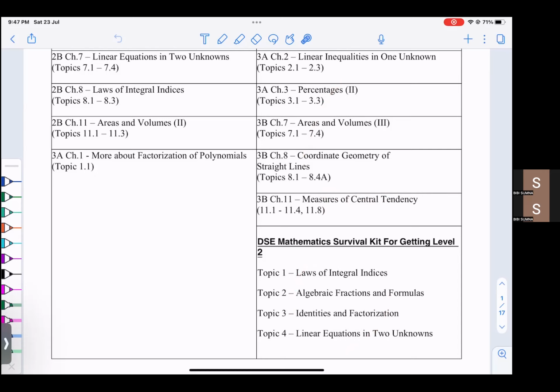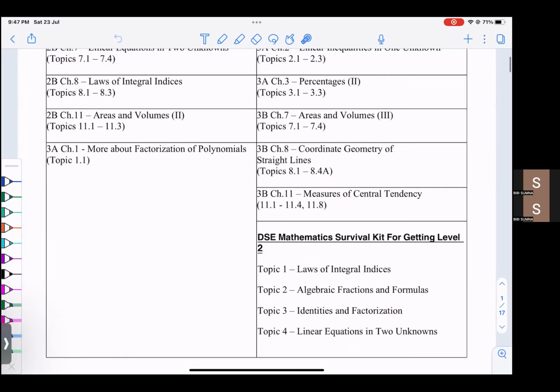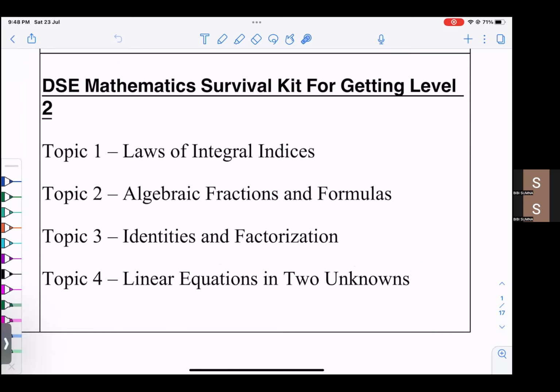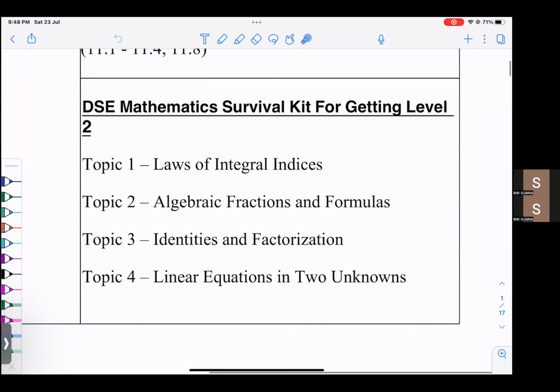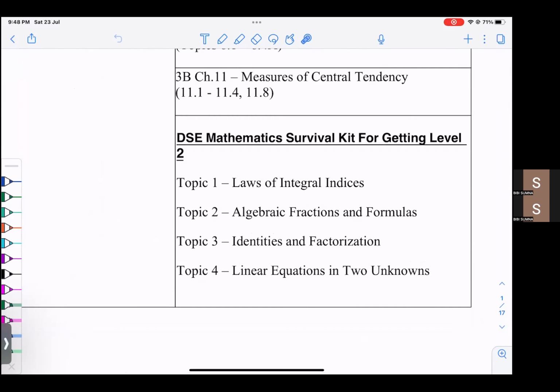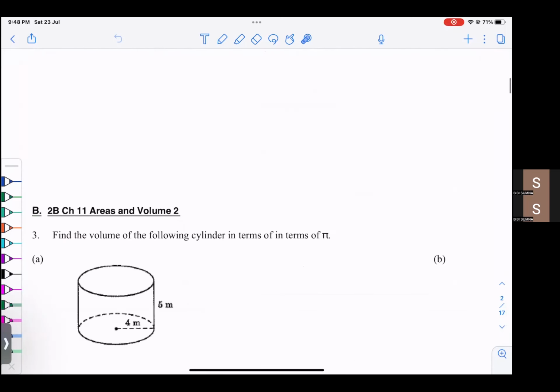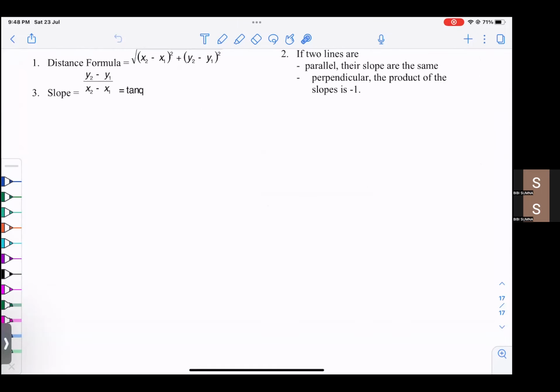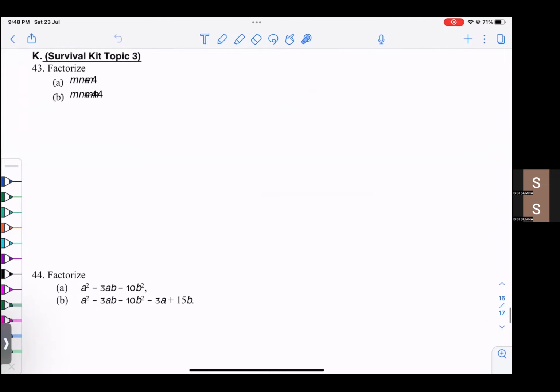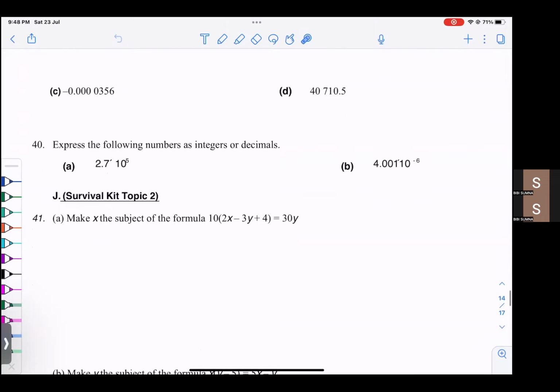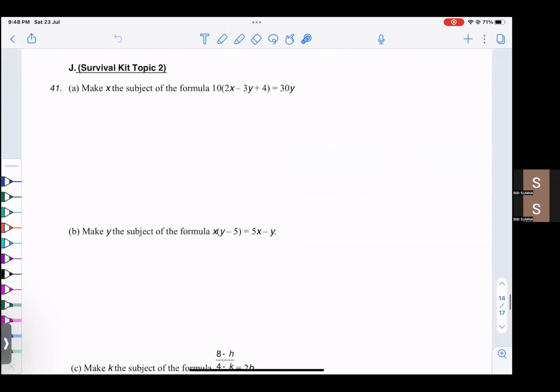So the first part of this video, we are going to start with this one: DSE Math Survival Kit for getting level 2 for Form 3 kids. We are going to start with topic 2 and then we'll get back to topics 1, 3 and then 4. That is because the students requested that they want to finish topic 2 first. So I will just go down until topic 2. Oops, I went a little too far down because this whole file is from their school. I told them that I will ask them and then make the video as they want. So, survival kit topic 2.